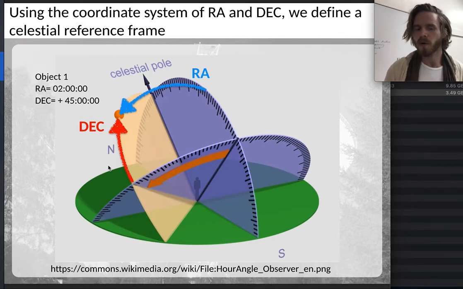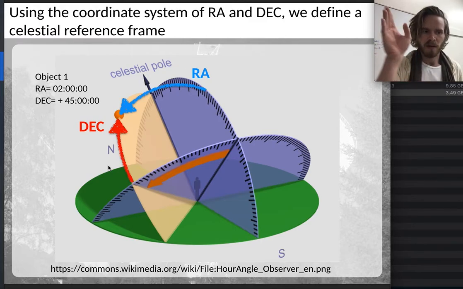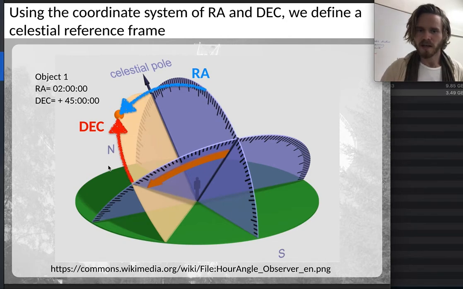That is our coordinate system. If you have a very stable telescope, you can just use this method to look at a bunch of objects on the sky, give every object a set of coordinates, and build a sky map essentially.